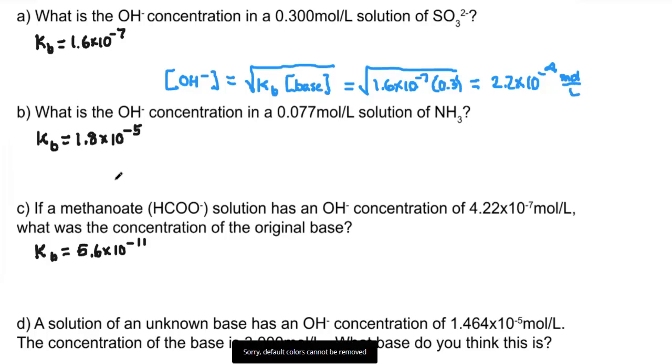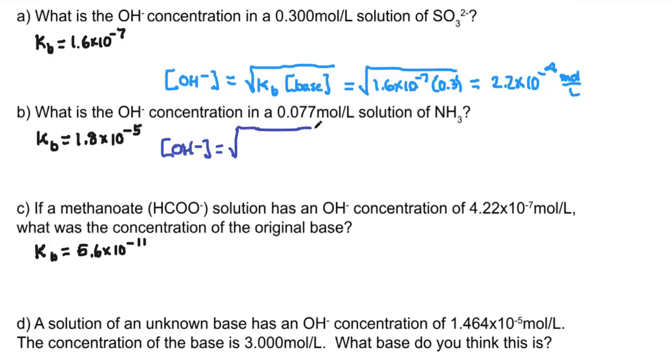And that's concentration, so it's in moles per liter. Similar deal for the next one. OH concentration is root, our base constant is 1.8 times 10 to the minus 5. Sure is nice having that there. And 0.077 is our base concentration. And calculate 1.8 times 10 to the negative 5 times 0.077 equals, square root, 0.001177, which in scientific notation is 1.2 times 10 to the minus 3 moles per liter.